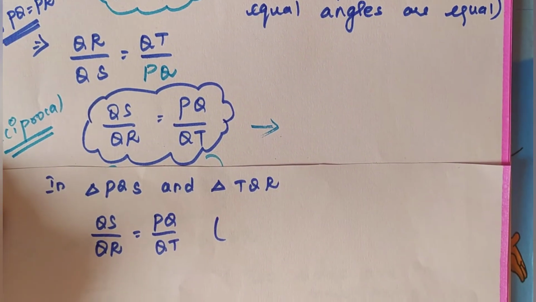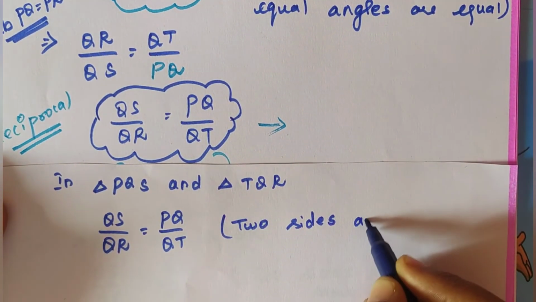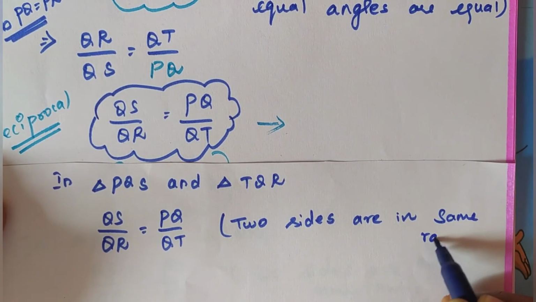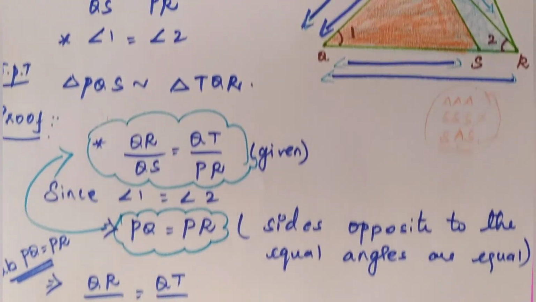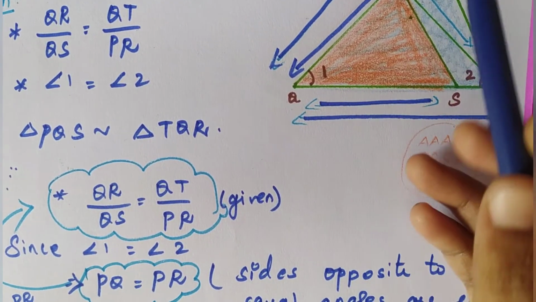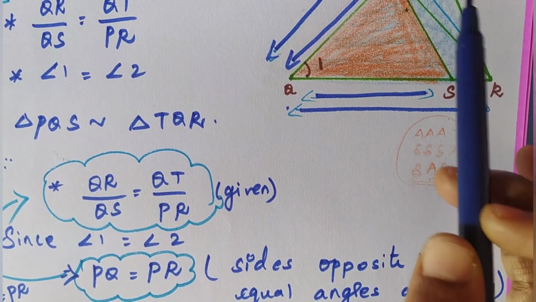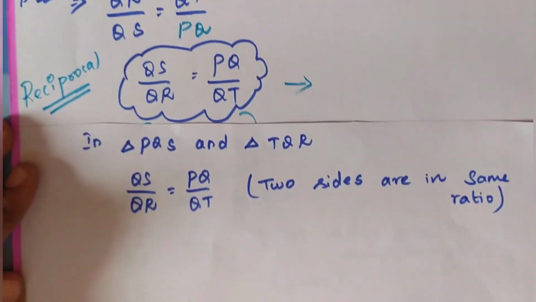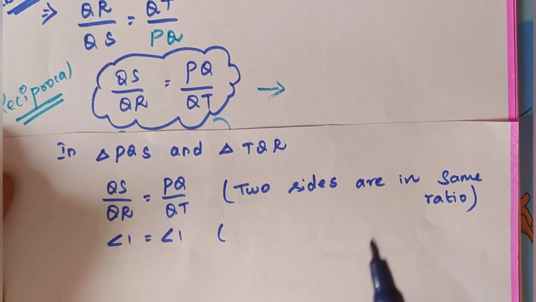The two sides are in same ratio. And another one is what? Angle 1. Angle 1 is common in the triangle TQR and PQS. In both the triangles, angle 1 is common. Angle 1 is equal to angle 1. Clear? Common.